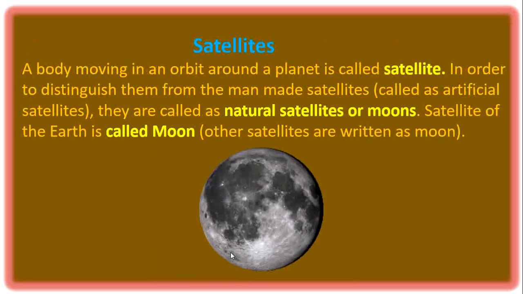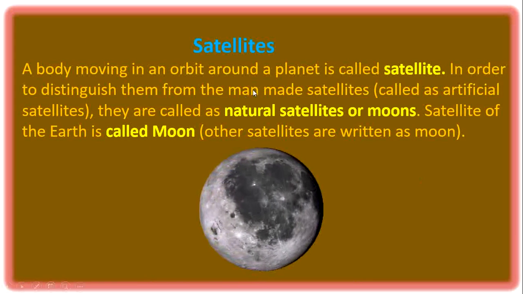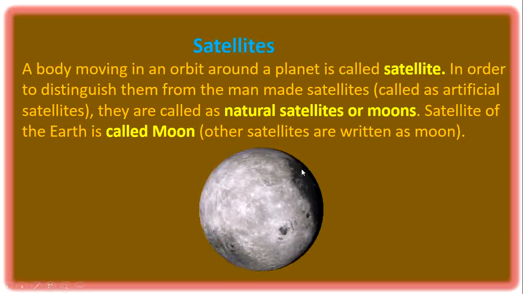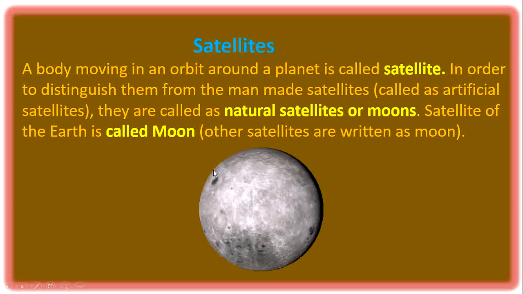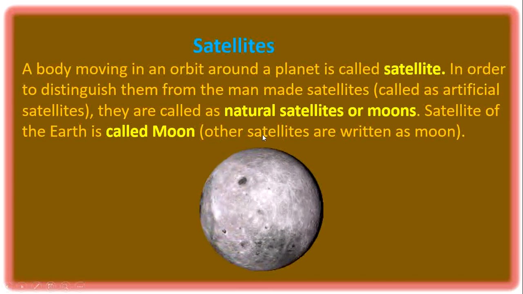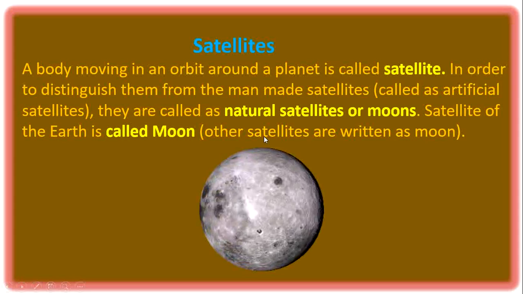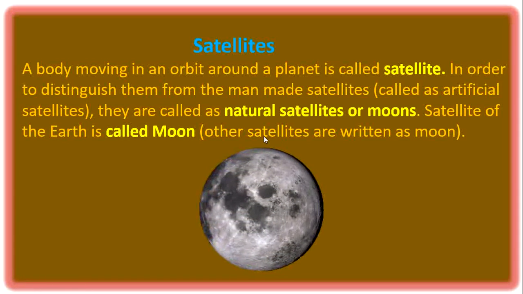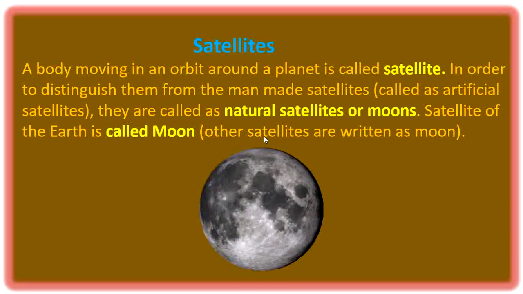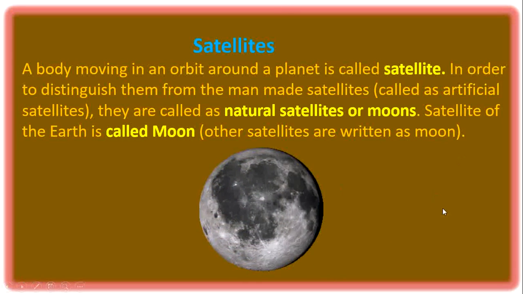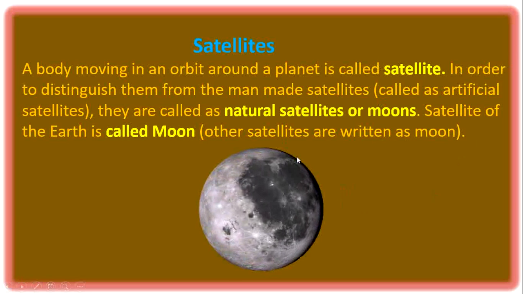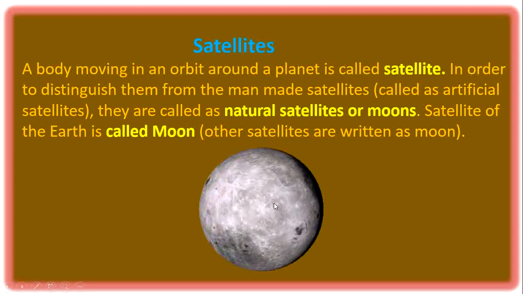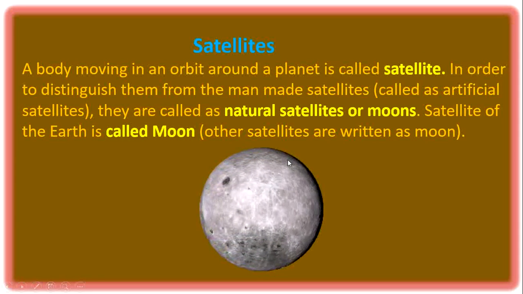Now go to the next topic, satellite. A body moving in an orbit around a planet is called a satellite. See this diagram. To distinguish them from man-made satellites, they are called natural satellites or moons. Moon is a natural satellite. The satellite of the Earth is called the moon, and other satellites are also called moons.